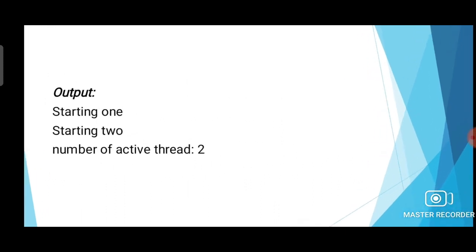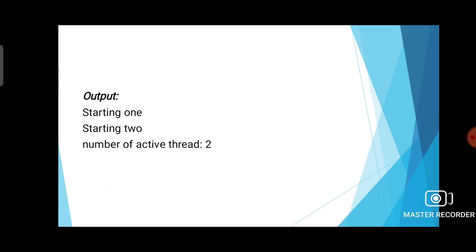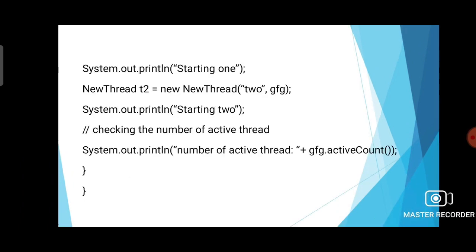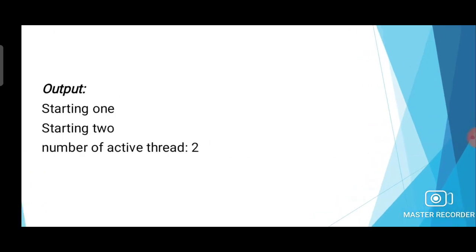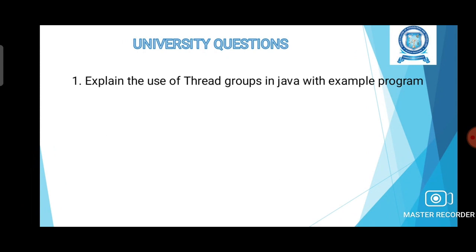So the first statement, "starting one", is the statement printed after the first thread creation, and "starting two" is the statement printed after the second thread creation, and finally as the result of the activeCount method we got the value 2. The number of current threads present under the thread group is 2. In this way we can use thread groups to group a number of threads under a single object. And we can have the question: explain the use of thread groups in Java with an example program. Thank you all.